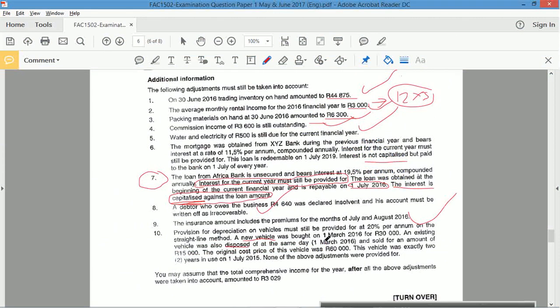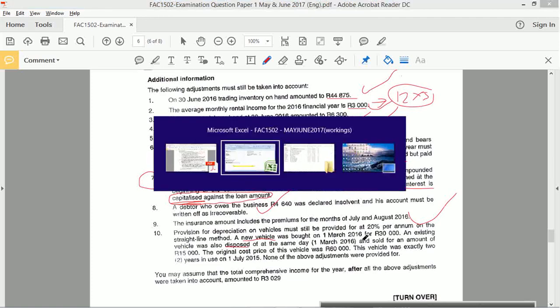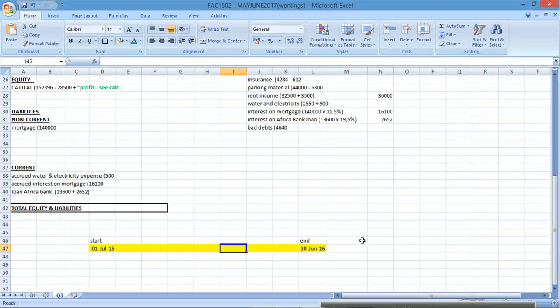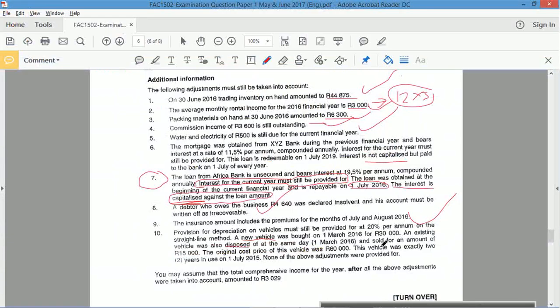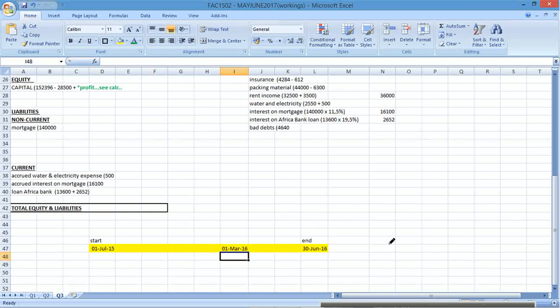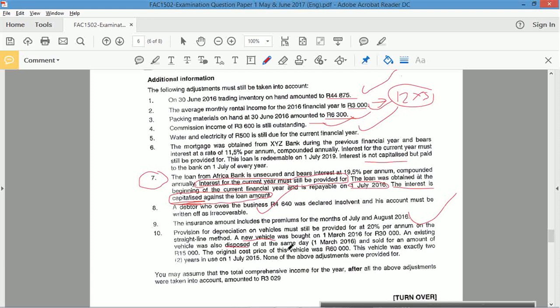Oh, well, I bought an asset. Okay, so you bought and you sold on the same day. Yeah, so I bought an asset on the 1st of March 2016. Okay, for how much? 30,000. Okay, that's what you bought. That's the new asset. What else happened? I also sold an old asset. The original cost price of this asset was 60.